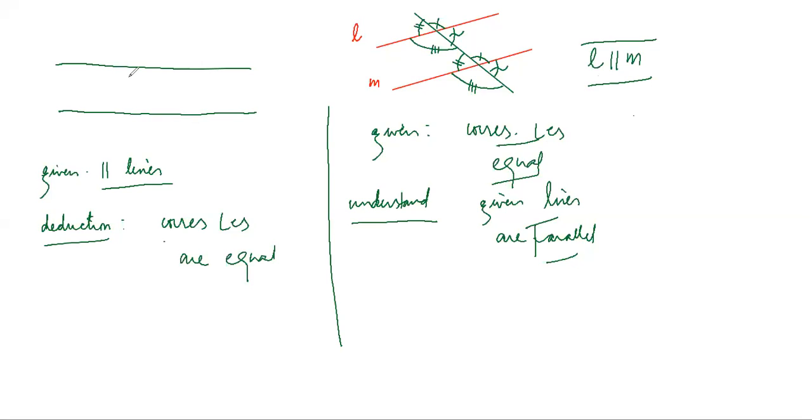What was the axiom? If parallel lines are given, if L and M are parallel lines, you draw a transversal, the corresponding angles will be equal. Opposite to this, if corresponding angles are equal, the given lines are parallel.